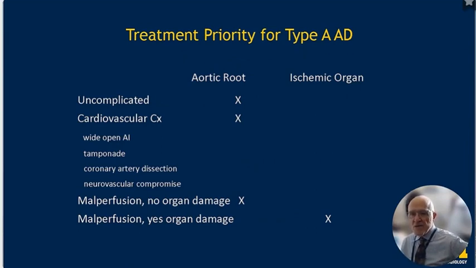All patients go directly to surgery for root repair except those stable patients who present with malperfusion and evidence of tissue damage. These go first to IR for reperfusion, then possibly to vascular or general surgery.